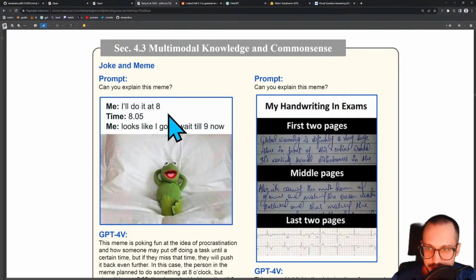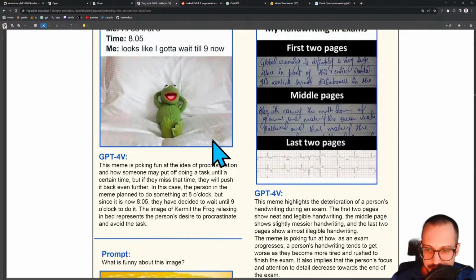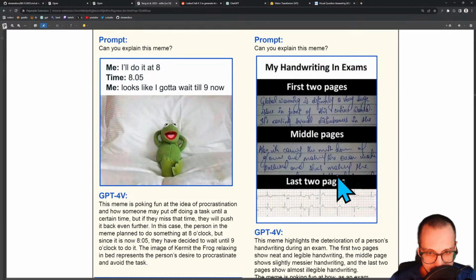Explain this meme. I'll do it at 8:05. Looks like I'll wait till 9. Poking fun at the idea of procrastination. But if they miss, they will push it back even further. Okay, so they obviously have meme data sets.